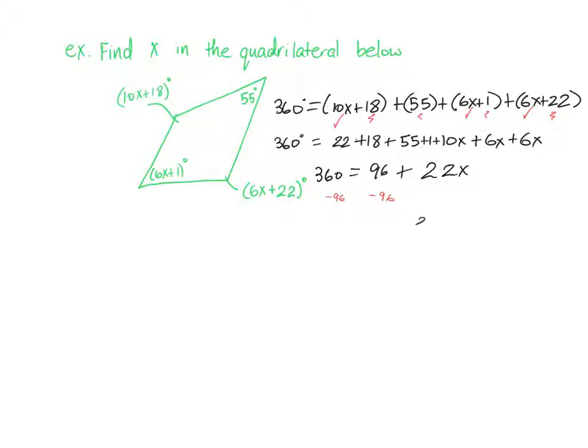So we get that 22x is equal to 264. And again, we are trying to get x alone, so we have to go ahead and divide that by 22, so it goes away. Whatever we do to one side, we have to do to the other side, and we get that x is equal to 12. And that is the value of x in this quadrilateral.